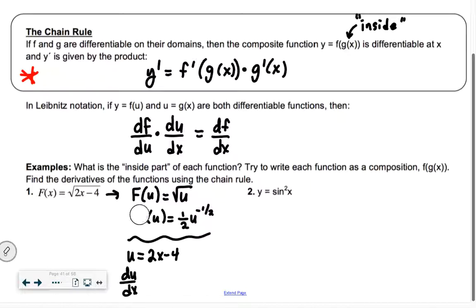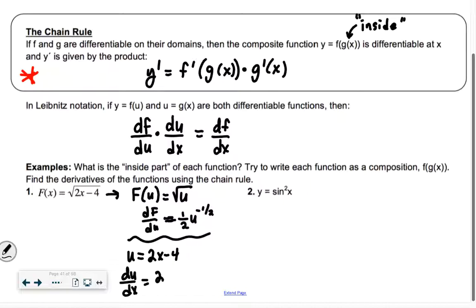So let me write this one. Instead of f prime of u, I'm going to write df over du. It's always dangerous with the u's and f's. Gotta be careful. All right, so what is the derivative of u in terms of x for this u equals 2x minus 4? What's its derivative? 2. So then you put these together.